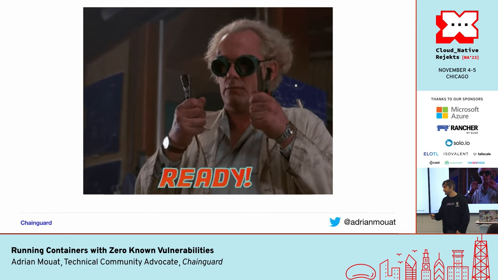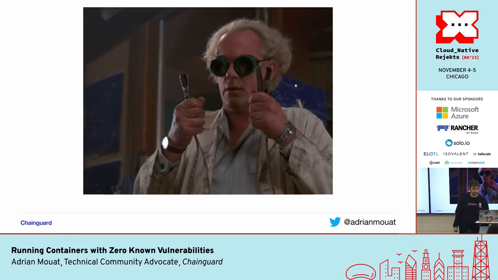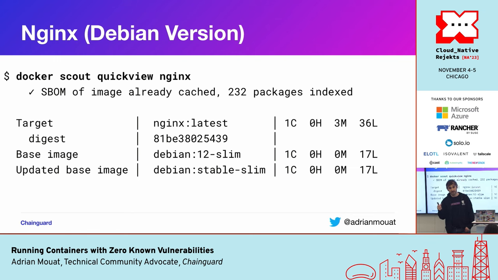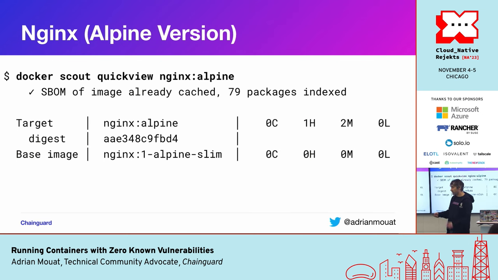But there are solutions, there are ways that you can make your life better here. I'm going to look at some variants of the Nginx image. The first one's the official image, what you get if you do docker pull nginx:latest, and that's actually based on Debian. Quick View is quite nice because it also shows me which layer the vulnerabilities come from. But note, there are 232 packages here, which is quite a lot. Apparently there's one critical vulnerability, 3 medium and 36 low. I can see this critical comes from the underlying base image, but there are 3 medium vulnerabilities coming in from Nginx itself. So that's 40 vulnerabilities in total.